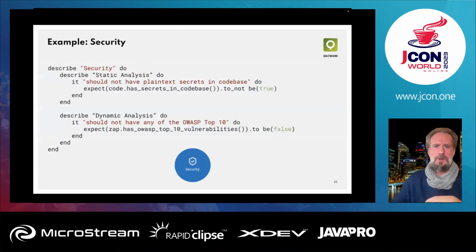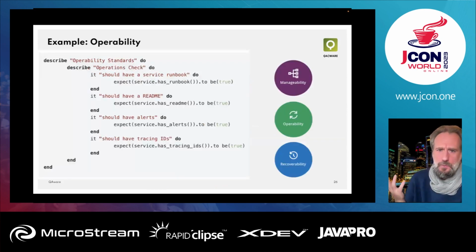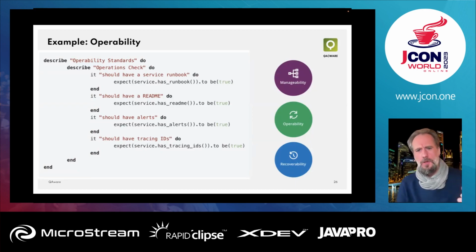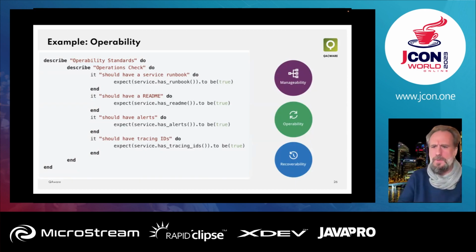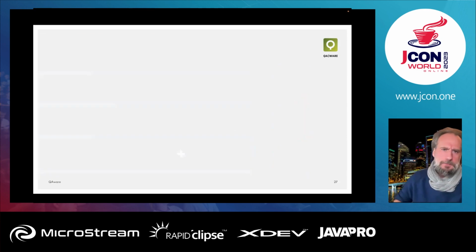Security is the same. I want no secrets in my code base. I want no OWASP top 10 vulnerabilities. I don't want any vulnerable dependencies in my code base. Things like this. Operability as well. Okay, do I have a runbook? Do I have a README? Have I defined any alerts? Have I defined and documented my trace IDs? This is totally up to you, which of these KPIs are more important or not.